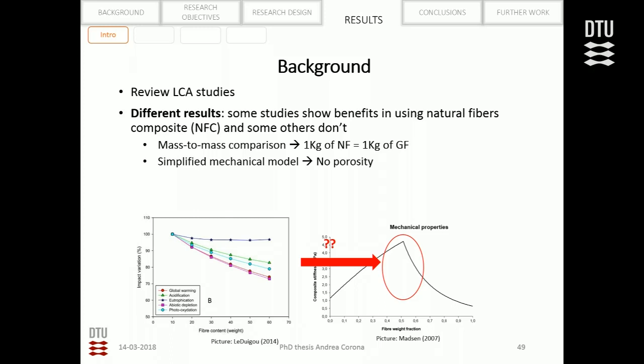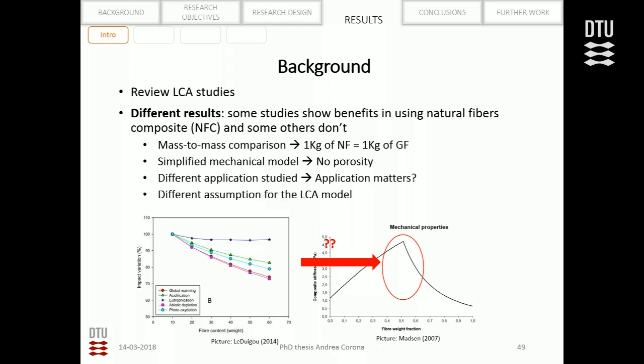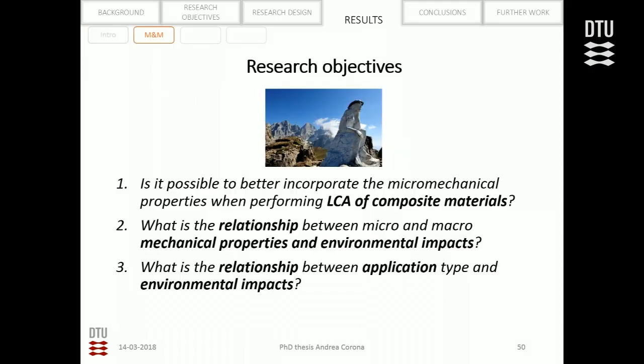However, if you look at the mechanical properties, there's only one optimal fiber weight fraction. After that, the porosity has a larger effect, and this results in lower mechanical properties. So the mechanical properties of the composite decrease with a high fiber weight fraction, and these are not accounted for here, logically. And the third point is that the published LCA case studies focus on different types of applications. So probably the application also matters in this case.